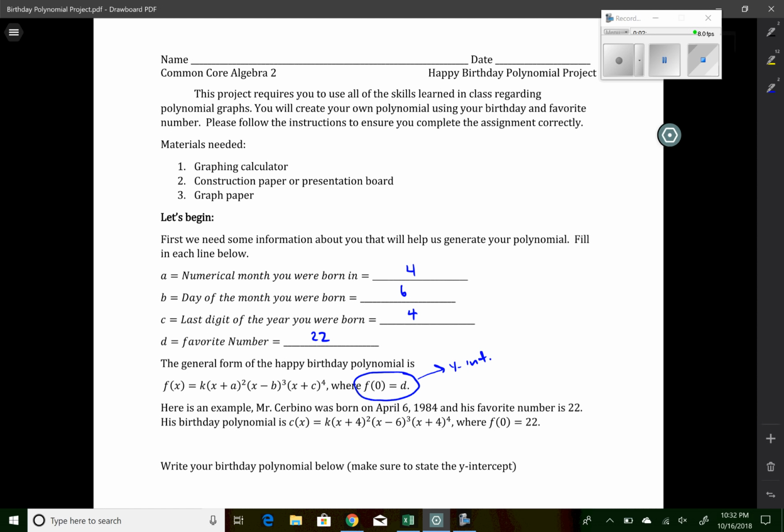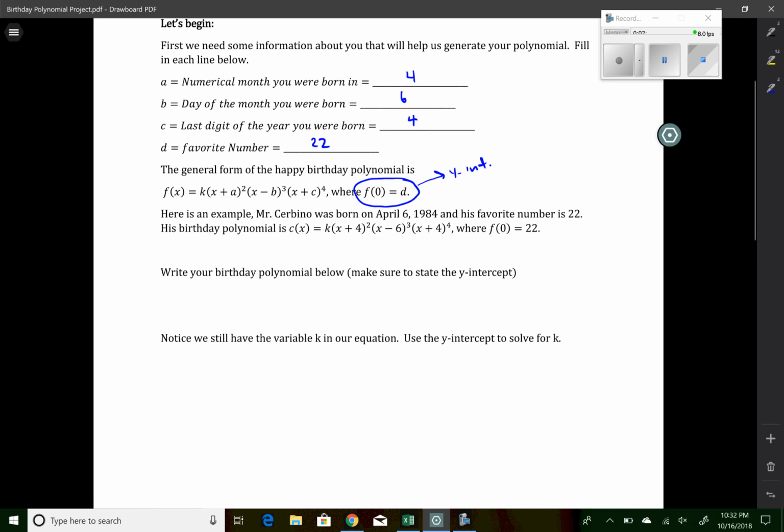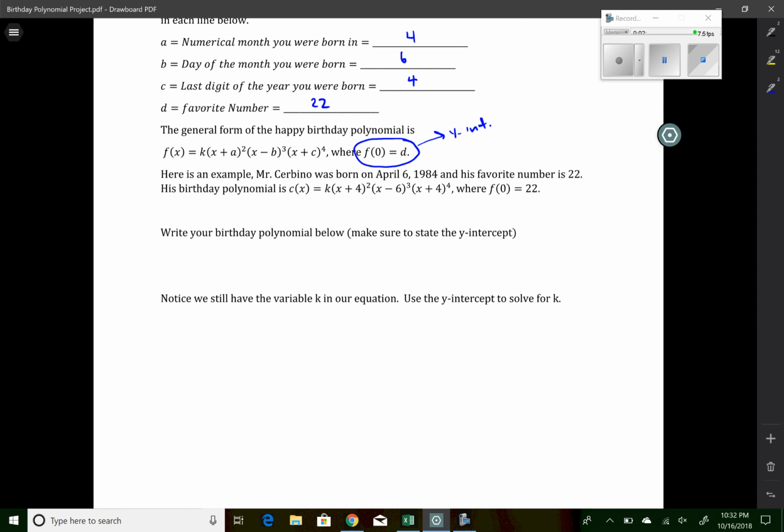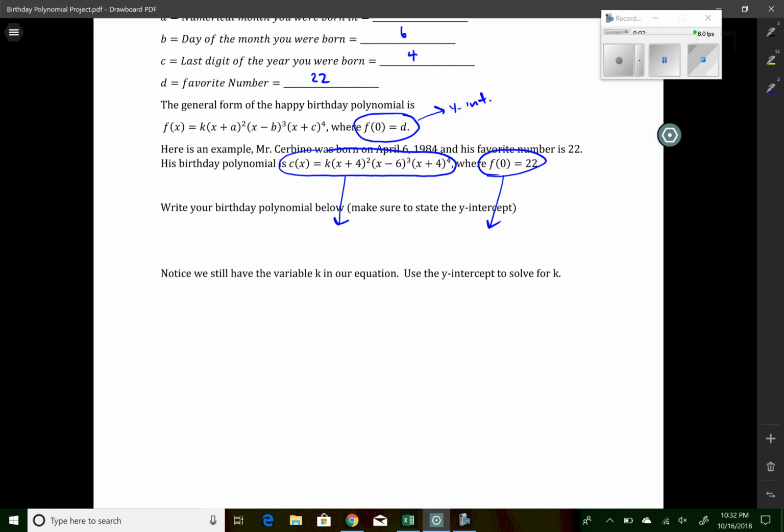Okay. So let's use my favorite number and my birthday to create this polynomial. So write your happy birthday polynomial below. So this should be where your birthday polynomial is. So this is mine. Notice I have k in there. And my y-intercept is f of 0 equals 22. So again, that would be here for you. So let's figure out k.